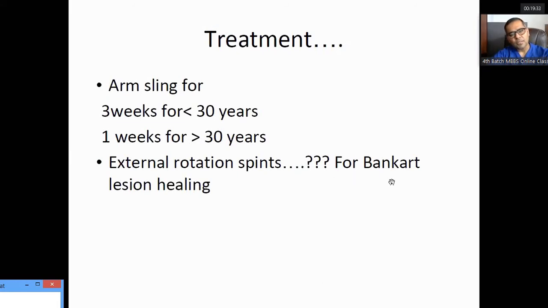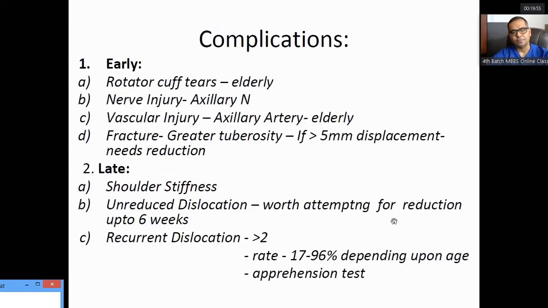When there are associated Bankart lesions, it is generally described in the literature that an axial rotation splint is used. So we have to keep the patient in axial rotation. Splints are required, but generally we just give a shoulder immobilizer, and that is enough.